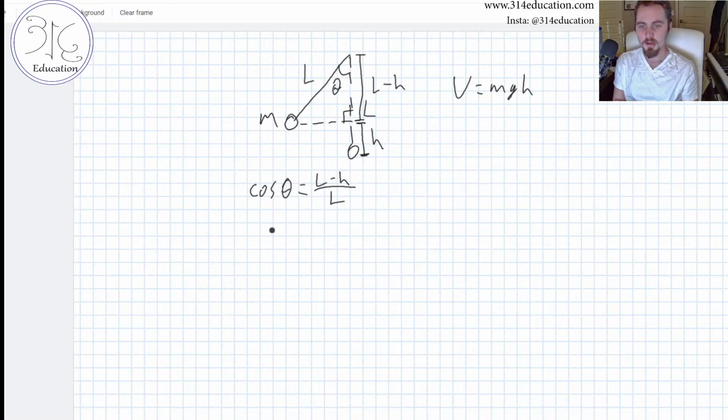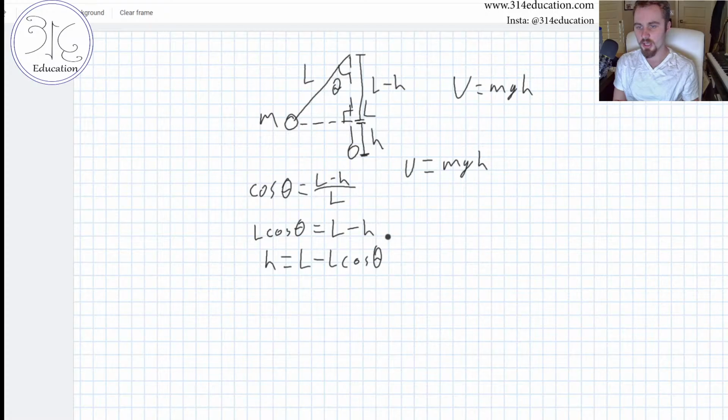So that means our cosine relationship is going to be our adjacent, so that's L minus h, over our hypotenuse, which is L. Giving us then, if we multiply both sides by L, L cosine theta is equal to L minus h. And we want to get h on its own, so I'm going to add h to both sides and then minus L cosine theta, giving us h is equal to L minus L cosine theta. And now we want for our U to equal mgh. This is going to equal mg times L minus L cosine theta.